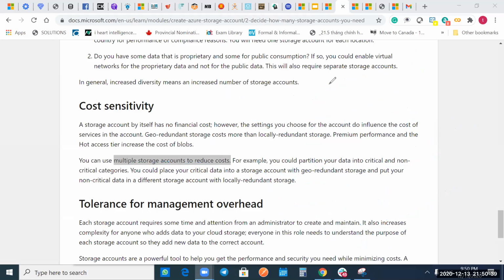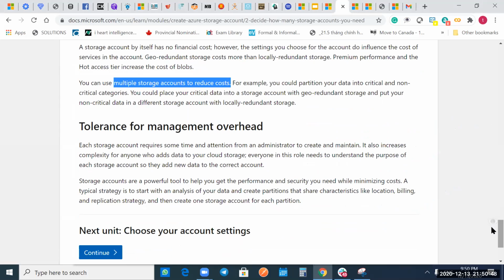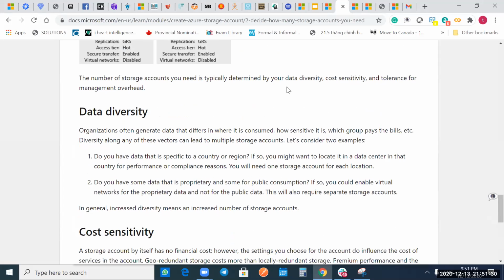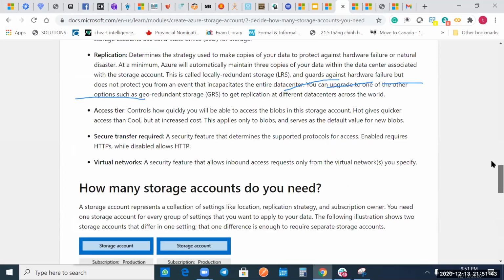So let me clear this. Okay. Next is tolerance for management overhead. Each storage account requires time and attention to maintain. The more complex your data, the more rules you need to create. You have different storage accounts, you have different rules. So it minimizes the cost, but how about security? How about billing? It depends on your strategy. You will need to consider these three factors. So I'm going to repeat again: data diversity, cost sensitivity, and tolerance for management overhead, which is basically security and rules. These are the strategy factors you need when you create the storage account.